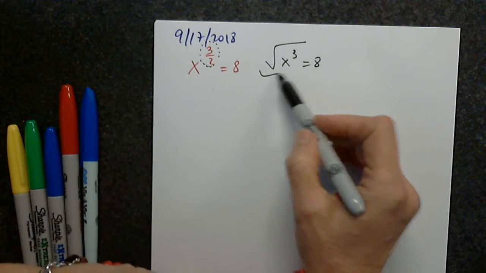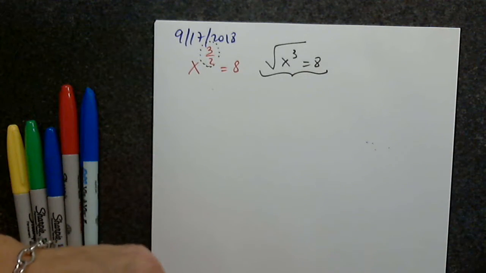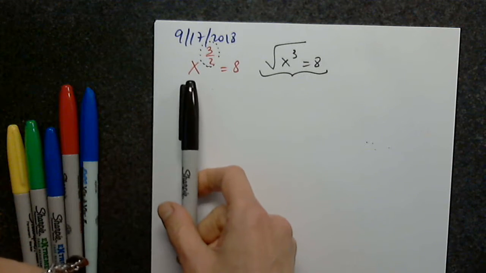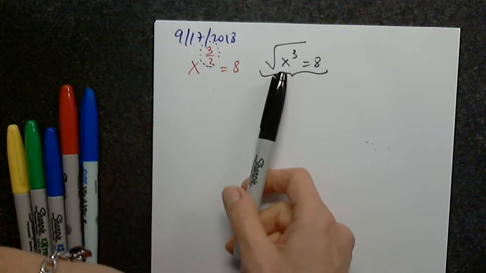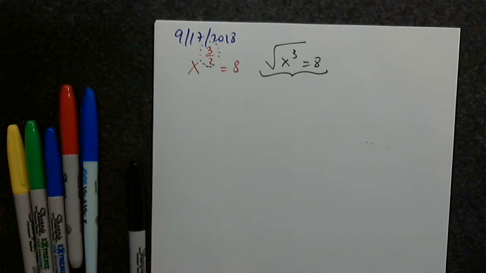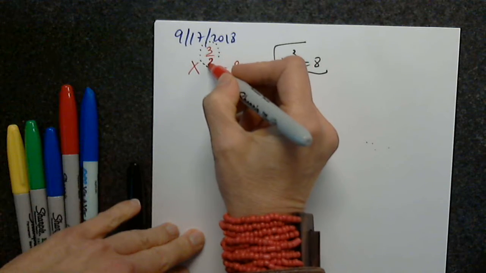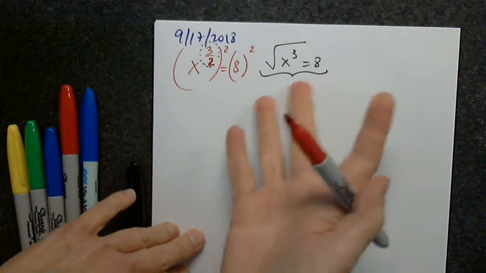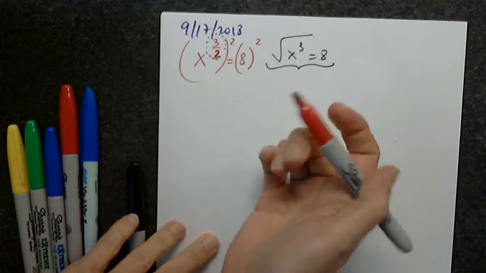However, you don't have to go this route if you don't want to. You don't have to change it from exponential notation with a fractional exponent into a radical if you don't want to. So let's stick with this for now. I need to eliminate the denominator that is 2, so I will have to square both sides, which is basically the same thing I would do here.